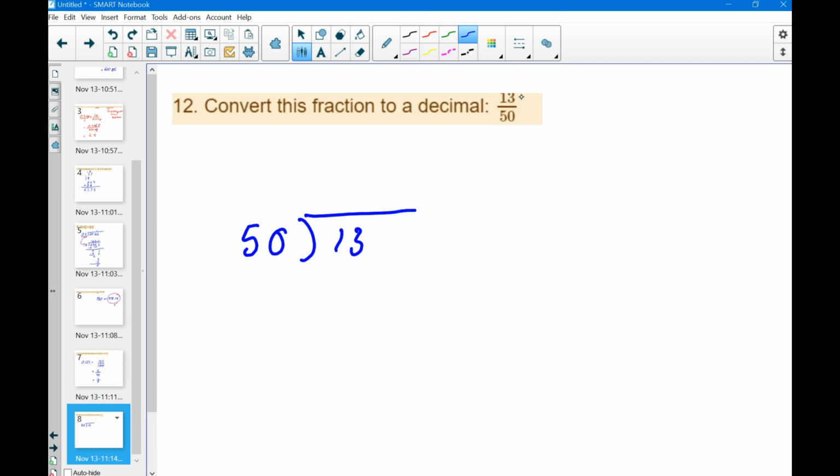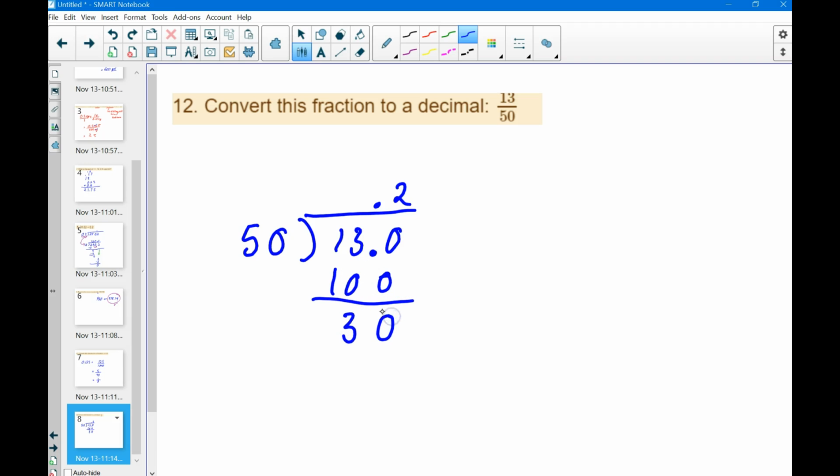So we know that there's no 50 in 13. So what do we do? We have to use a decimal. Decimal here. Decimal here. And put a 0 here. Now can 50 divide into 130? Go under twice, which is 100. 3 times is too much, so go under twice. So 2 times 50 gives me 100. And subtracting, I get 3.